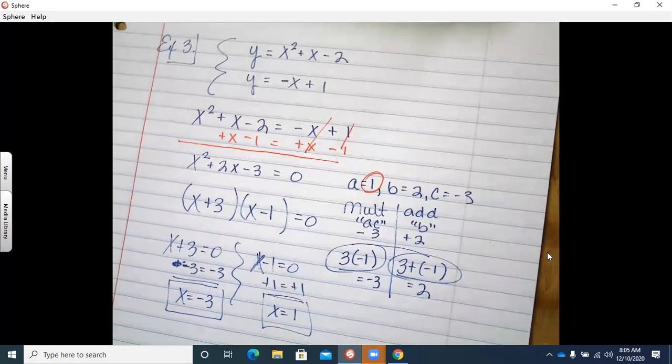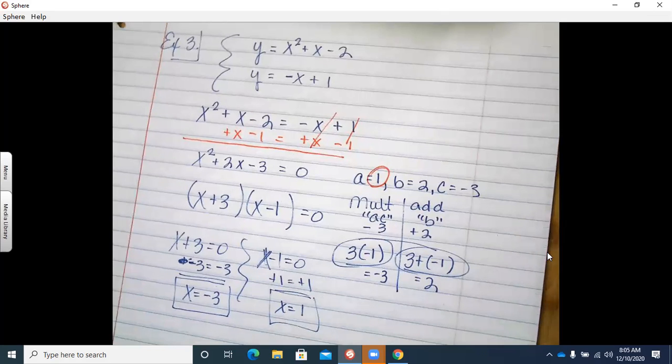All right, one more. So this one was one quadratic and one line. I'll have you do one more on your own. Two quadratics. The same thing, right? You just get everything set equal to 0. Either going to factor or use the quadratic formula.